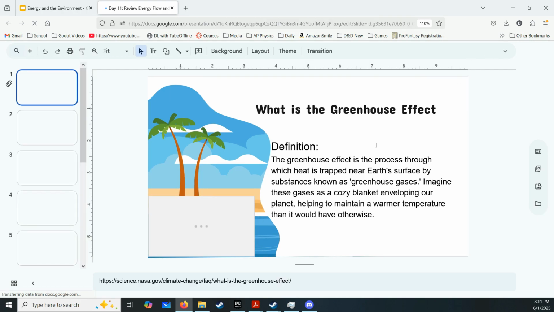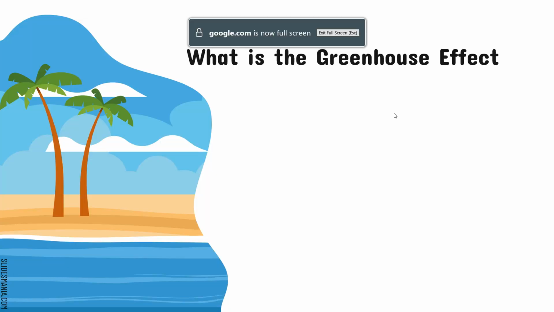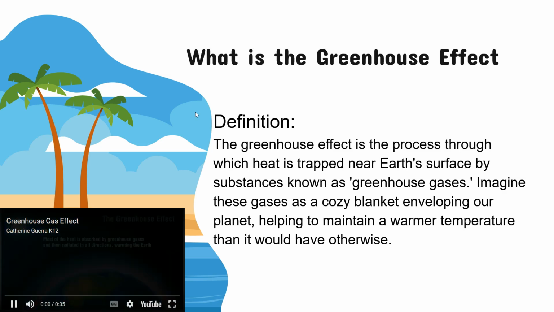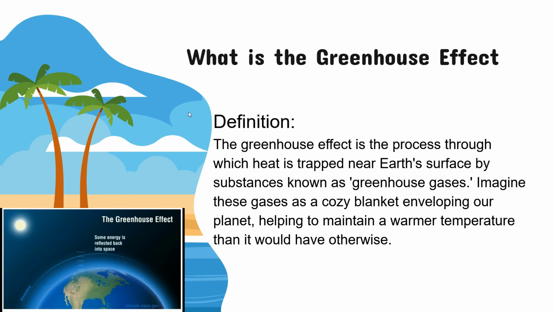All right, so starting off, we just have a definition here. What is the greenhouse effect? And again, a definition to help start us off. The greenhouse effect is the process through which heat is trapped near the Earth's surface by substances known as greenhouse gases. Imagine these gases as a cozy blanket enveloping our planet, helping to maintain a warmer temperature than it would have otherwise.